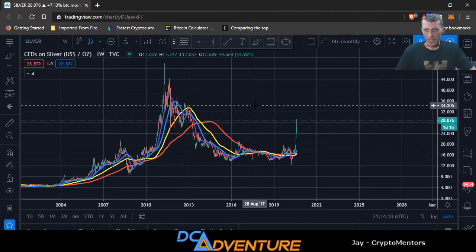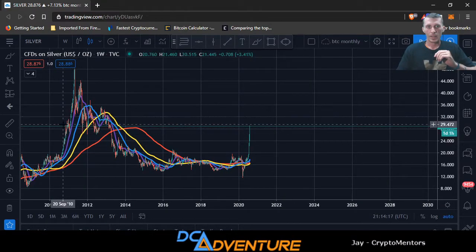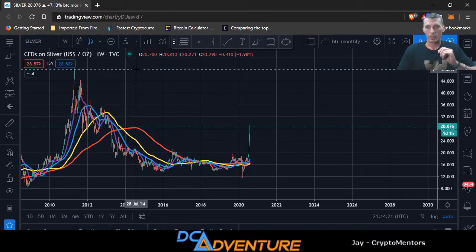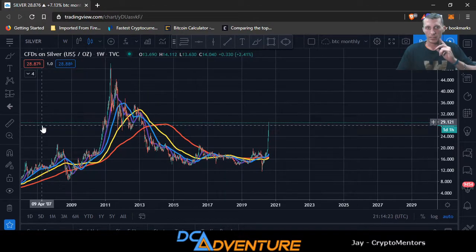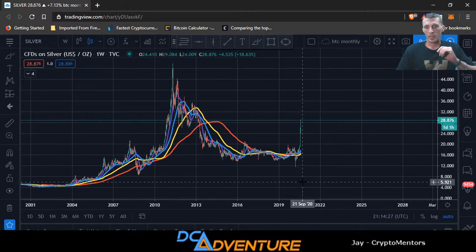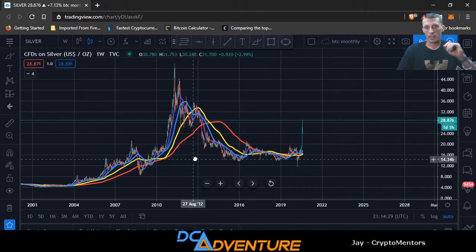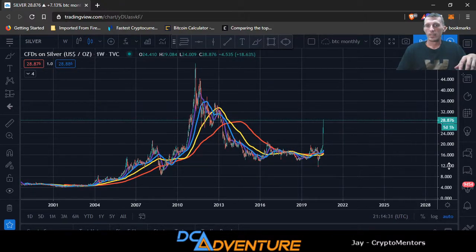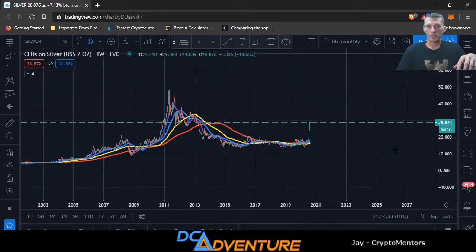It is sitting at $28.87 per ounce right now, and it is testing really heavy resistance. This is not an all-time high for silver, but I'm sure it will break this, and it'll probably get back up here to $50 an ounce. I really hope it does. I do have a little bit of physical silver that I could sell, so it would be super awesome.